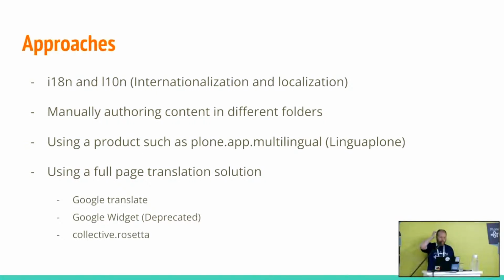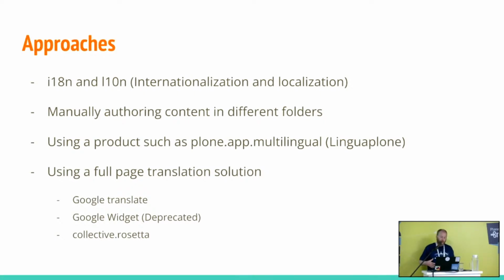There are several ways of achieving this. The very first part of it is internationalization and localization. This is where you basically translate the UI and the different templates that are part of your site. Another approach that I've seen on small sites is manually authoring the content in different languages. So an editor will create a folder called Portuguese or Spanish or English, and put content in those languages inside there.